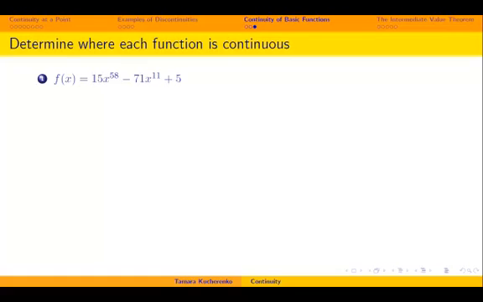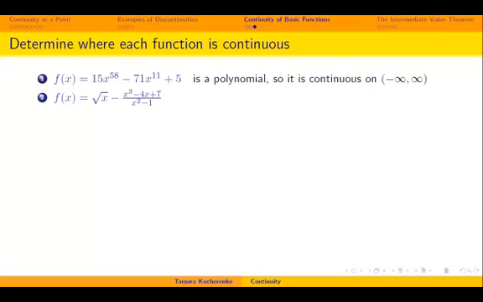The first function, f of x, equals 15x to the 58th minus 71x to the 11th plus 5. This function is a polynomial, and therefore it is continuous on the real line. The second function, f of x, equals square root of x minus x cubed minus 4x plus 7, divided by x squared minus 1.